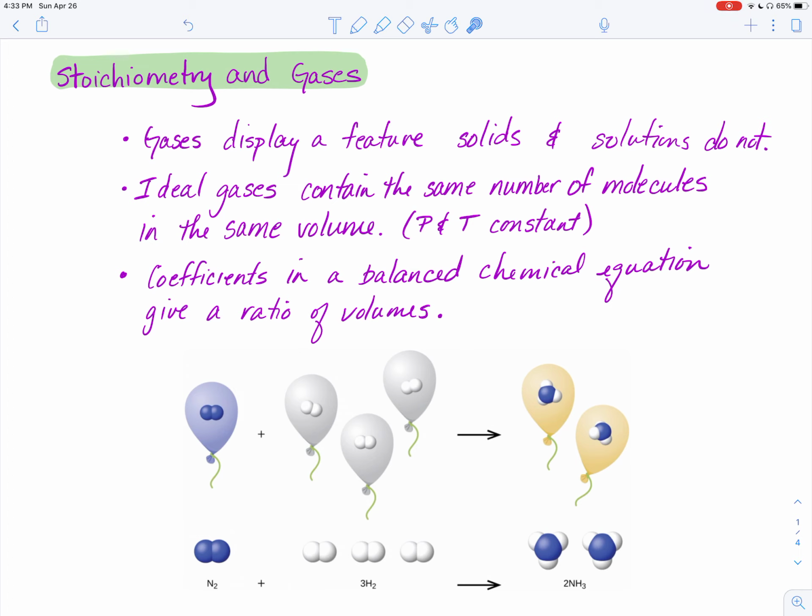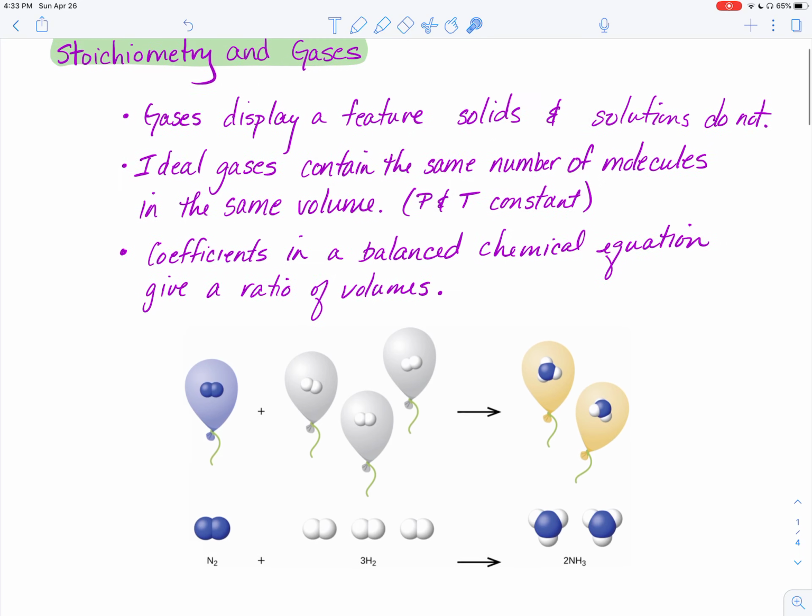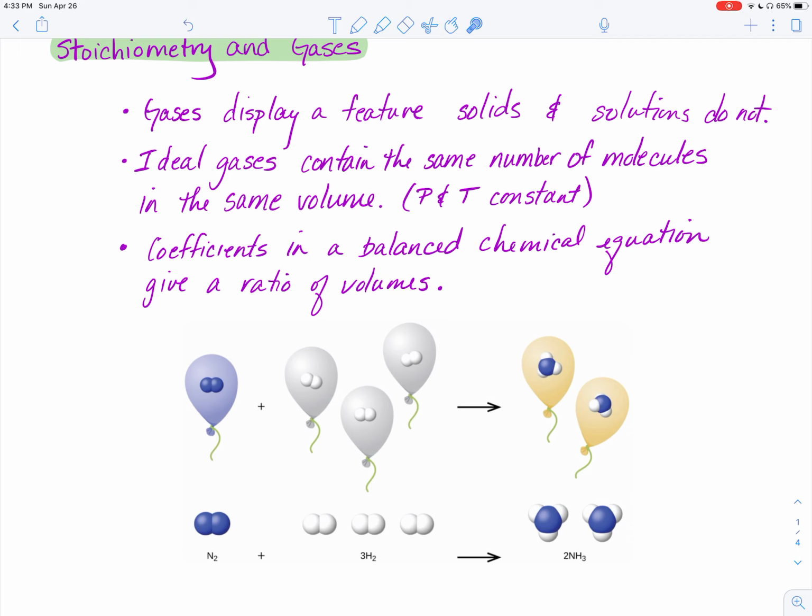So no matter what the gas is, as long as the pressure and temperature are held constant, the volume of one gas will have the same number of molecules as the other gas at that same volume. Because that is true, in a balanced chemical equation of gases, we can use the coefficients as a stoichiometric factor in order to convert from volume to volume of substances.